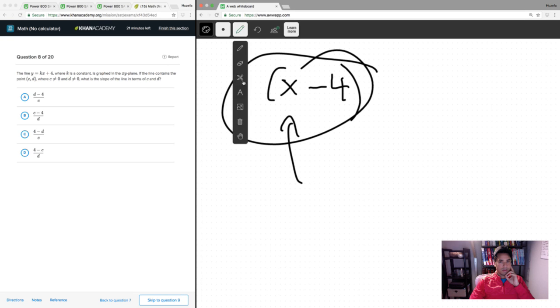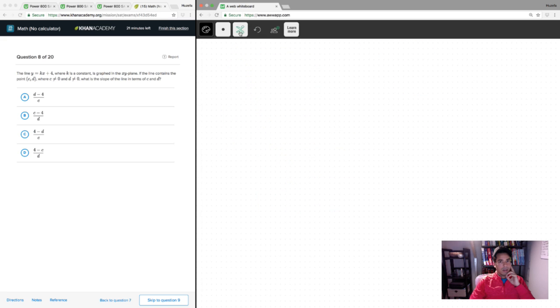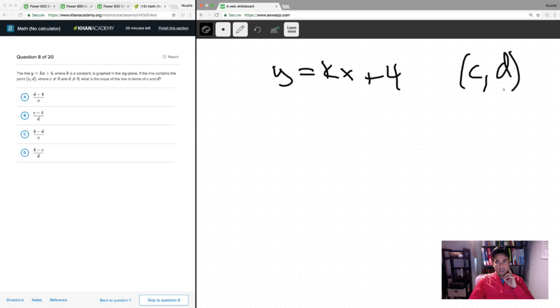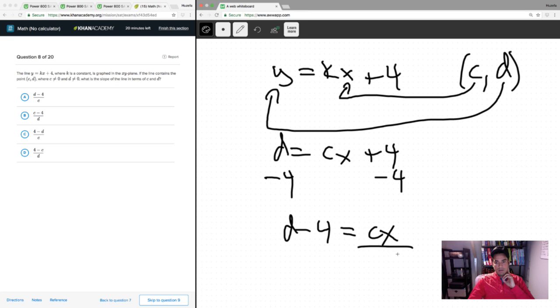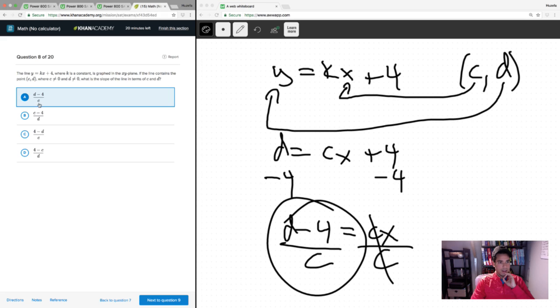Number 8. So we've got y equals kx plus 4, and it's a constant graph in the xy plane and contains a point (c, d). What is the slope of the line? Basically, what is k? Because k is the slope in terms of c and d. So y equals kx plus 4. Let's plug in c and d into this equation. That's your y value. That's your x value. So we've got d equals kc plus 4. Subtract 4 from both sides. We get d minus 4 equals kc. Divide both sides by c. And we got (d minus 4) over c, which is k.